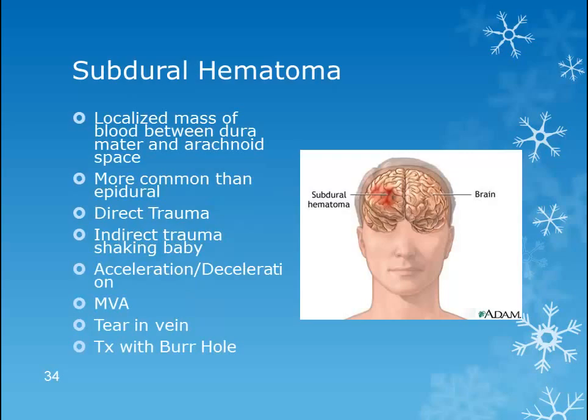Subdural hematoma: localized mass of blood between the dura mater and arachnoid space. It is more common than epidural hematoma. It is caused by direct trauma. Indirect trauma can also cause this, such as shaken baby syndrome. Acceleration-deceleration injuries, as those that occur in a motor vehicle accident when somebody is not wearing a seatbelt. Just a regular motor vehicle accident can cause this. Tears in veins; treatment is with a burr hole.